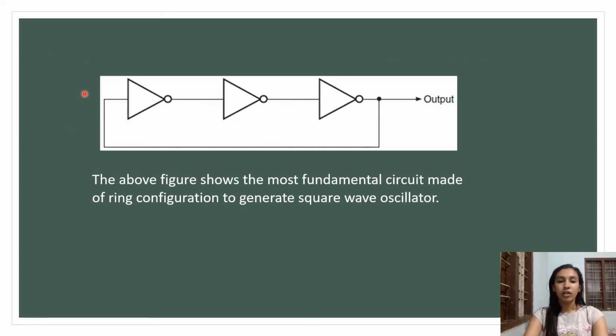In this figure, we have used three NOT gates, 1, 2 and 3, and we got an output. The figure shows the most fundamental circuit made of a ring configuration to generate a square wave oscillator. As we already said, NOT gates are basically used to create the square wave oscillator. So this is the fundamental circuit needed for the square wave oscillator.